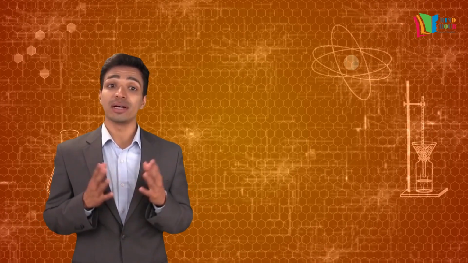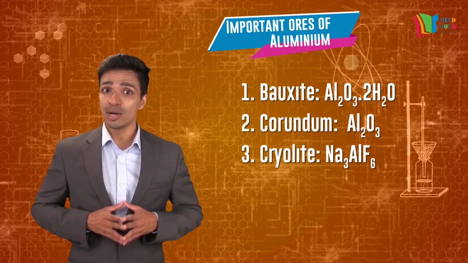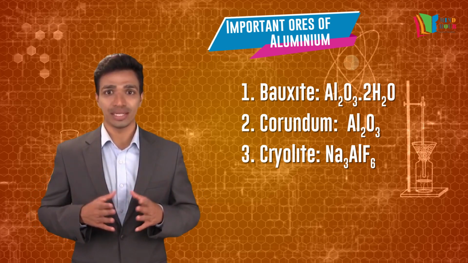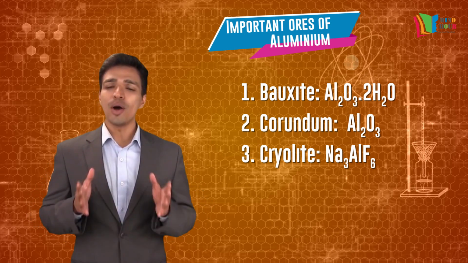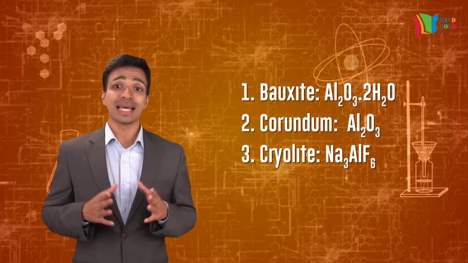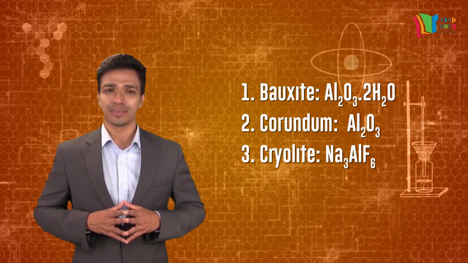Aluminium is the most abundant metal in the Earth's crust, where it is found in the form of hydrated oxide like bauxite. Important ores of aluminium are bauxite. The chemical formula is Al2O3·2H2O. Bauxite is the principal ore of aluminium. Bauxite is chemically known as hydrated aluminium oxide.